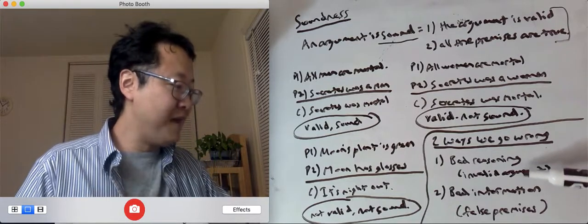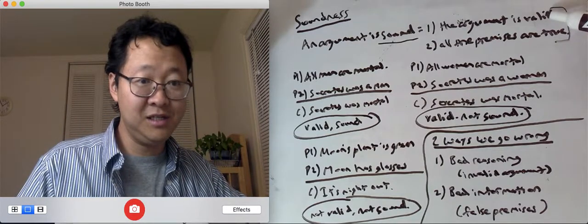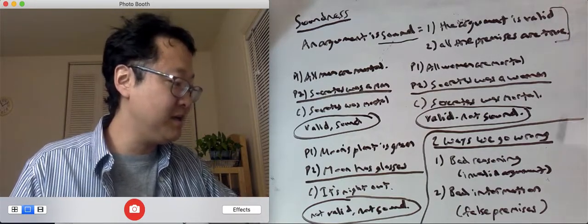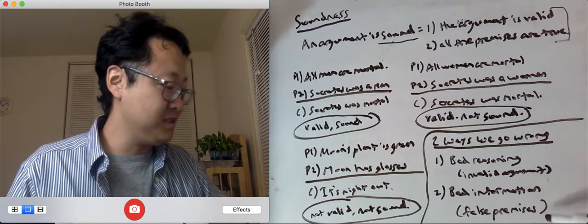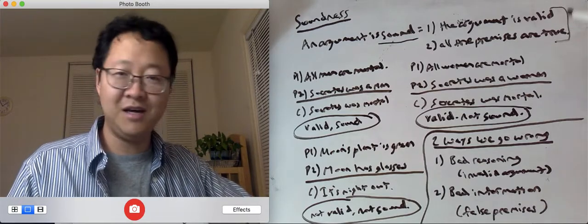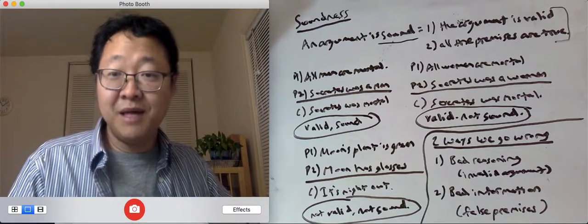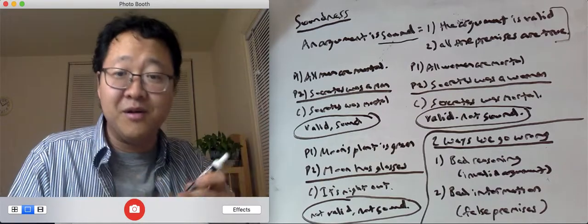So bad reasoning is when we don't meet this condition, and bad information is when we don't meet this condition, either the validity with bad reasoning or false premises with bad information. So you see how these two correspond with each other. Now we can apply this a little bit to thinking about even real life cases.